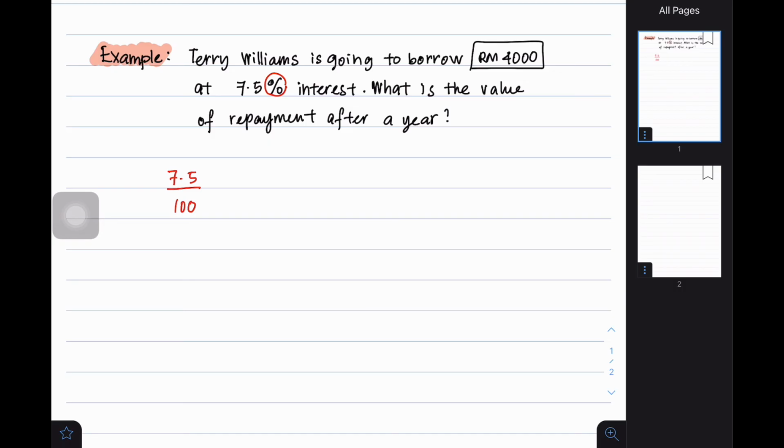So berapa 7.5 over 100 daripada 4,000? Awak kena darab dengan 4,000. Kalau awak tekan kalkulator, awak akan dapat nilainya bersamaan dengan RM300. Maknanya RM300 adalah interest yang dikenakan kepada William. So next year bila William nak bayar, berapa William kena bayar? Jumlah yang dia pinjam iaitu RM4,000 ditambah dengan interest RM300. So the total of repayment is RM4,300.